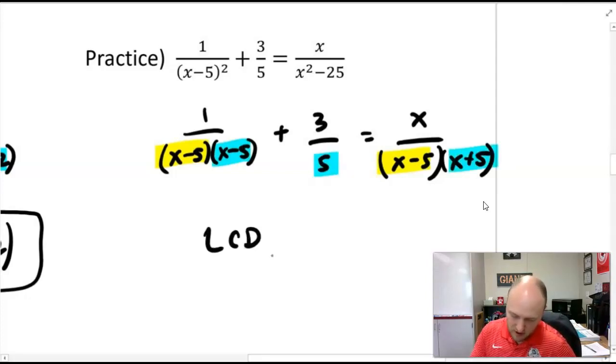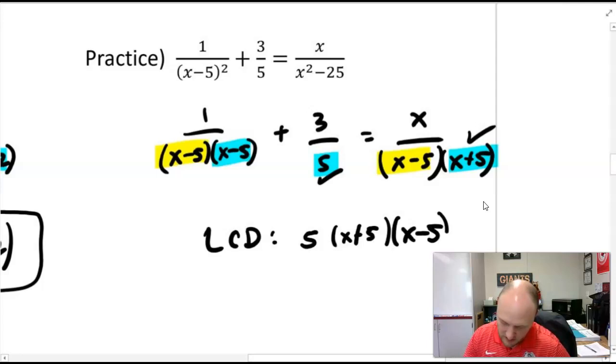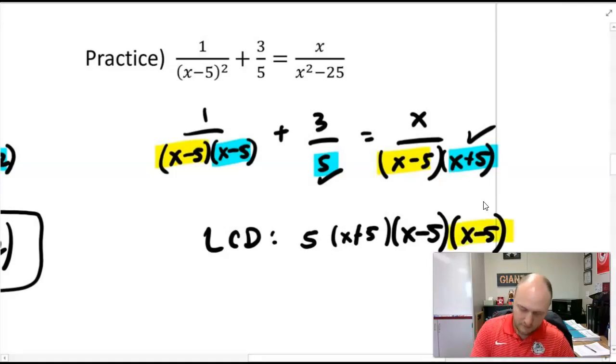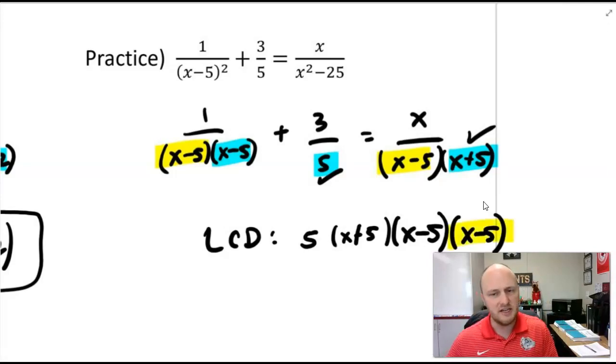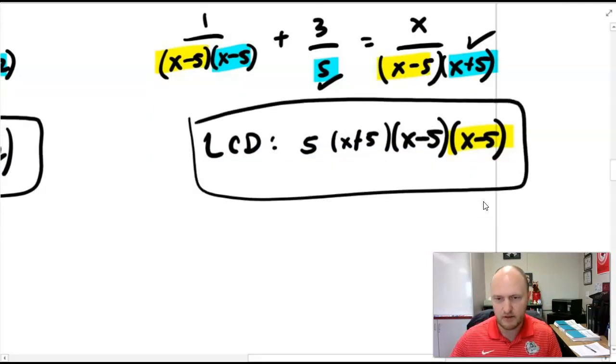So our lowest common denominator, let me list the remaining factors first. 5 times x minus 5, and x plus 5. This one. Yep, x minus 5. And then we have another from the yellow, here's the yellow one, x minus 5. Okay, so there's your LCD. And again, you could use an exponent if you wanted to rewrite those last two binomials.